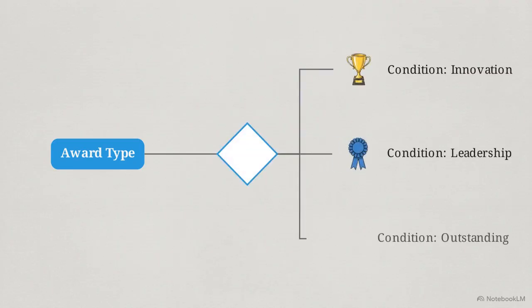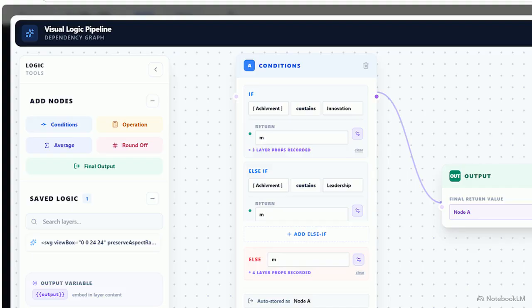This diagram illustrates visual logic. When you need graphic elements to change dynamically, like assigning different icons for different award types, you route your data through a set of logic rules. Open the visual logic pipeline inside the editor to create your first dependency condition block.